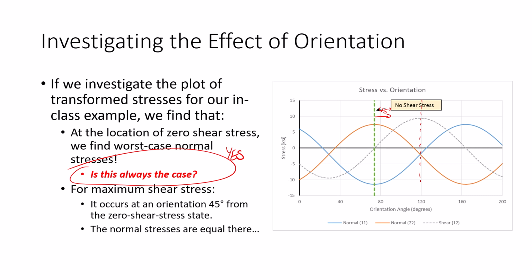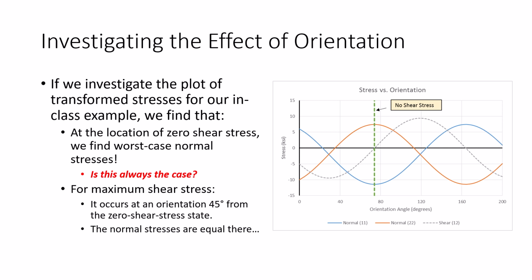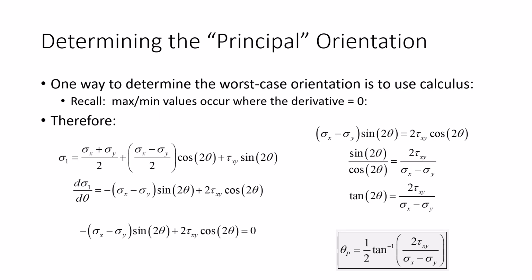But is everybody sort of with me so far on these general observations? Okay. So first off, let's try and see if this is always the case. One way to determine the worst case orientation is to use calculus. If my normal stress is maximized, I'll just take the derivative, set it equal to 0, and solve for theta. So this right here is the expression in that big old yellow box for sigma 1. This tells me what sigma 1 is given some stress orientation. So if I take the derivative of this with respect to theta, because I'm trying to figure out the worst case angle, what do I get?